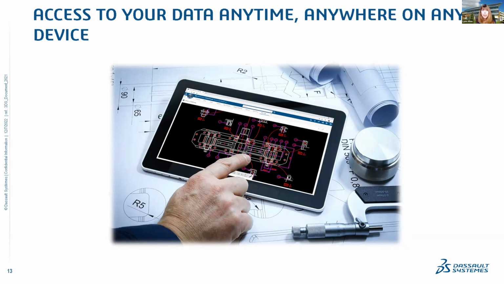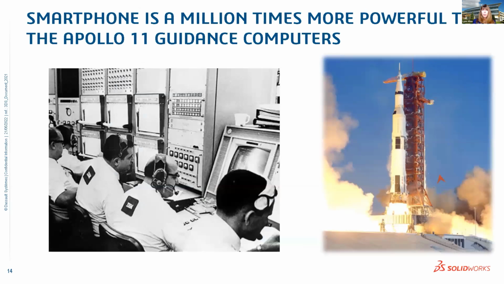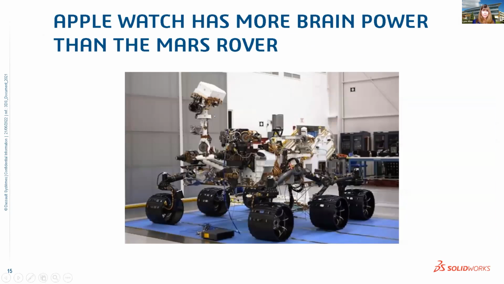The tablets of today are equal in computing power to the workstations of 10 years ago, right? They're super, super powerful. And if you take a look at your smartphone, it is a million times more powerful than the Apollo 11 guidance computers. That's impressive, right? That's something that you can't even imagine. 1 million times. And I have an Apple Watch, and I don't know about you, but it has more brain power than the Mars rover. That's hard to believe in a teeny tiny little watch.